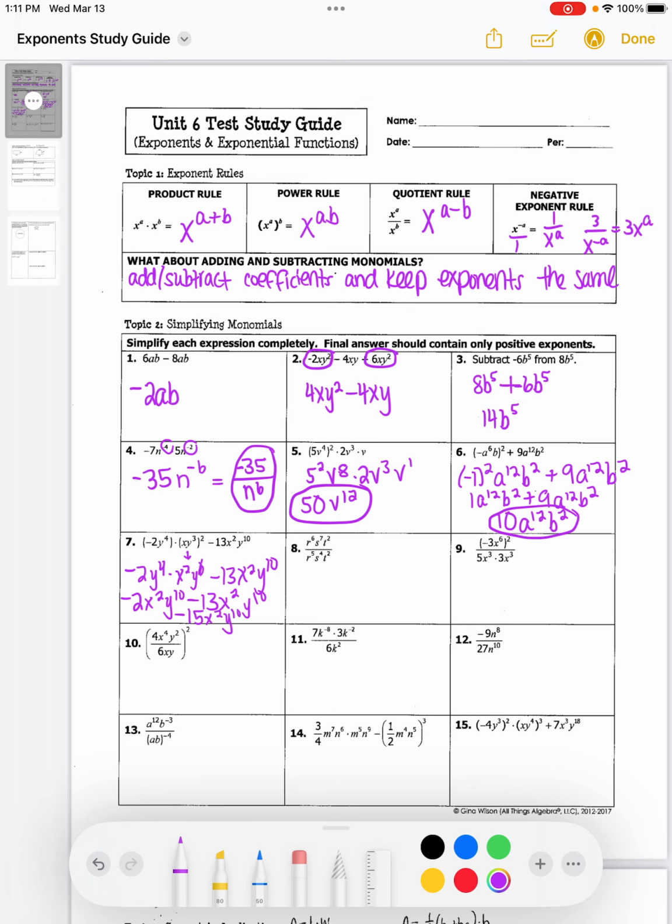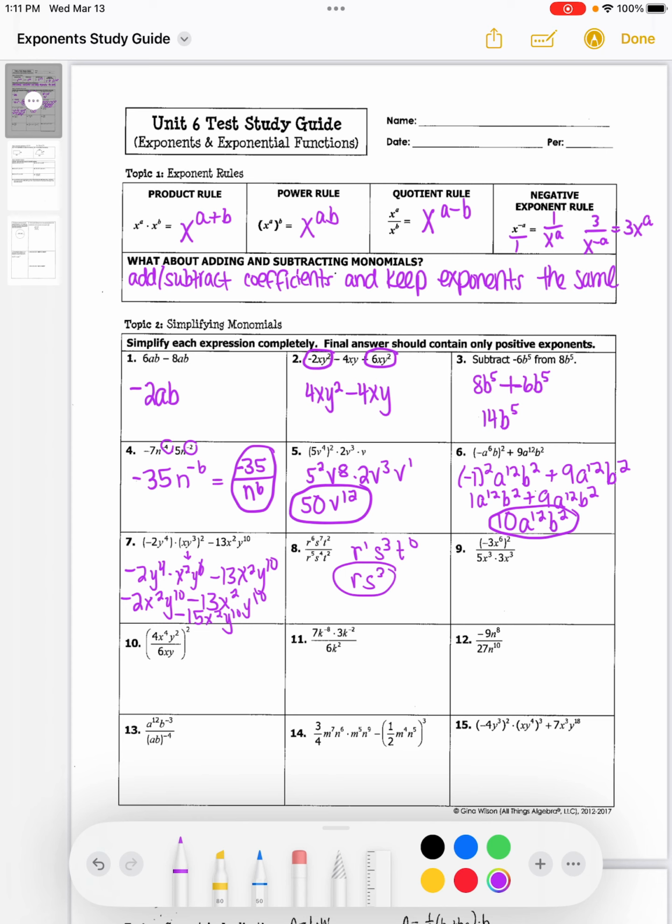For number 8, we just have a quotient rule here. For the r's, 6 minus 5 is 1, so we have r to the first power. For the s's, 7 minus 4 is 3. And for the t's, 2 minus 2 is 0. Anything to the 0 power just equals 1, so our final answer would be r s to the third.